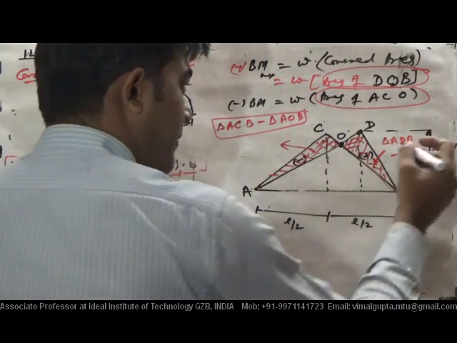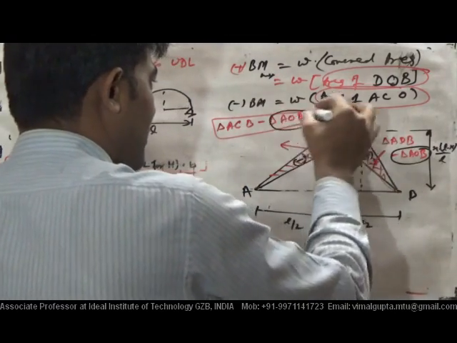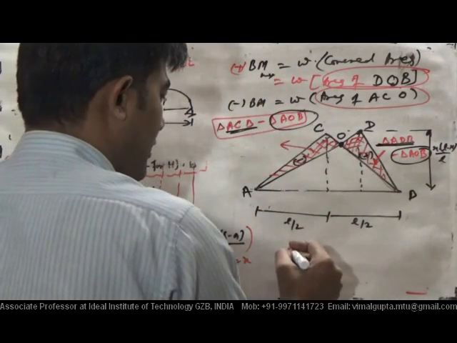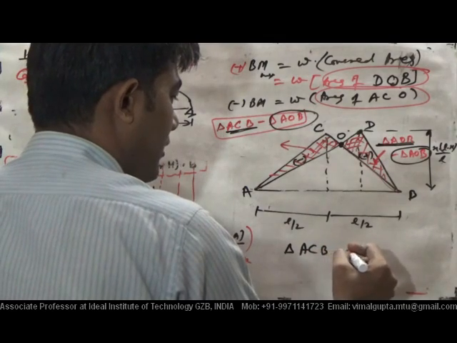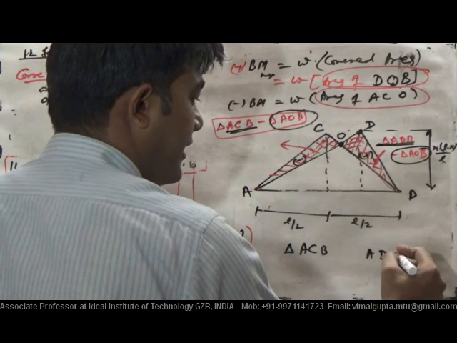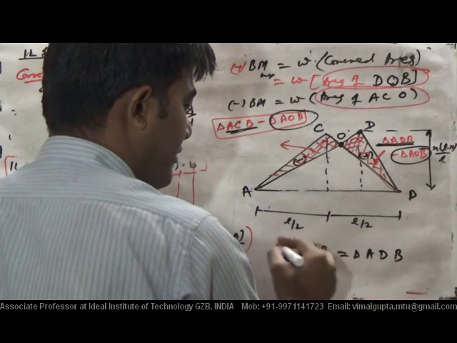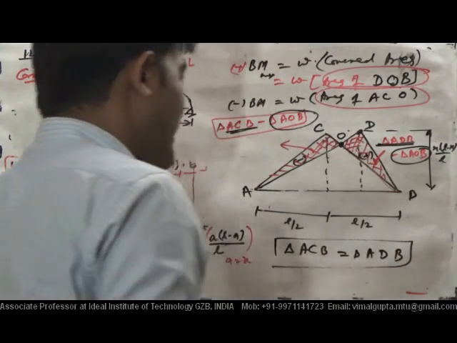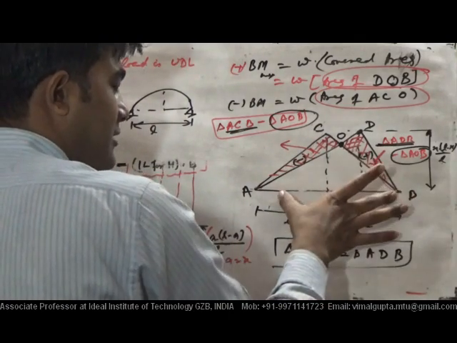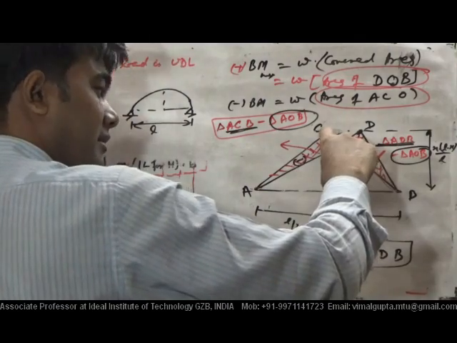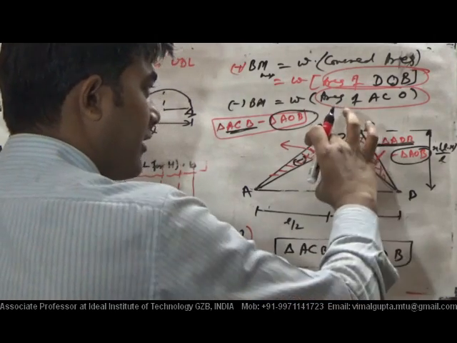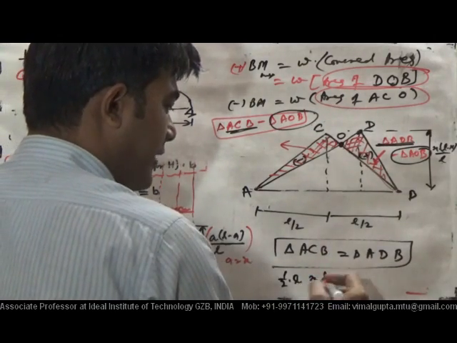Okay, since these areas are the same, the area of ACB and the area of triangle ADB will be the same. Why will it have the same value? ACB, look here, what is the distance? L is the distance, and the ordinate is this, so how much is the area? Half into L into this distance, x into L minus x divided by L.